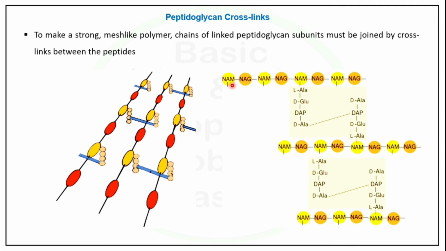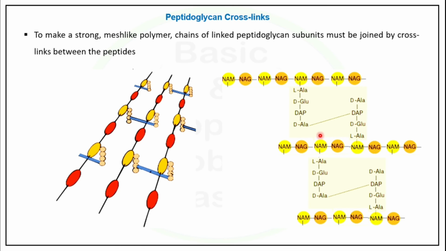What I have tried to show you here are alternating NAG and NAM subunits and how they are attached to each other. This small line indicates the presence of a tetrapeptide chain on the NAM residue. You can see here that NAM has a tetrapeptide chain, and this is another chain, which also has NAM with a tetrapeptide chain. These tetrapeptide chains are linked to each other by means of what? Cross-linking, right? Their joining is called cross-linking, and this type of bond formation is called cross-link formation, right?